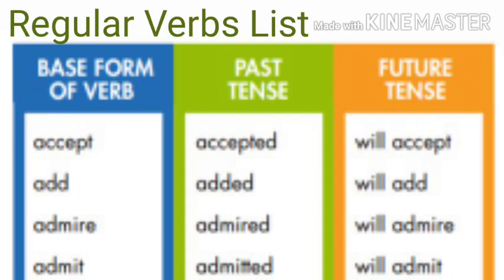Now look at the list of few commonly used regular verbs in simple present tense, simple past tense, and simple future tense. The first column shows the verbs in the base form or the verbs in the simple present tense. The second column shows the verbs in the past tense or in the simple past tense. And the third column shows the future tense or the simple future tense.